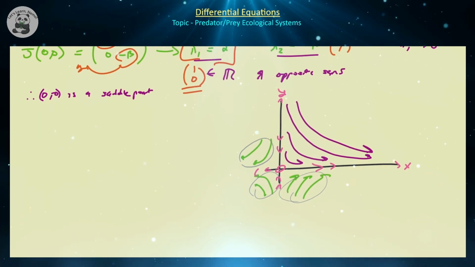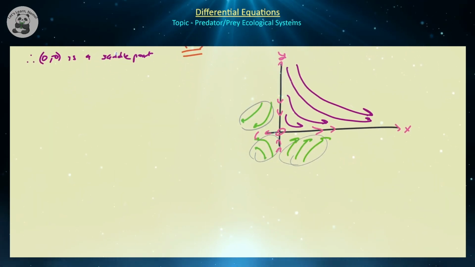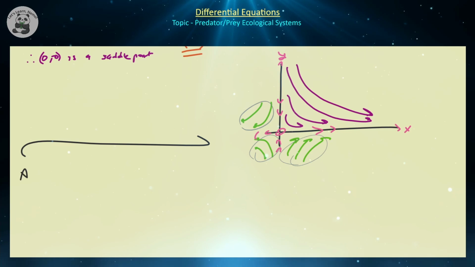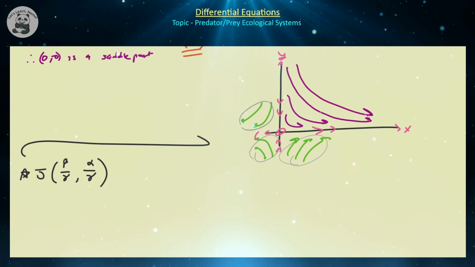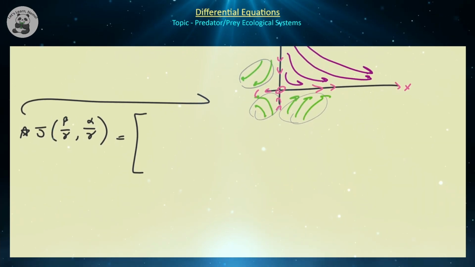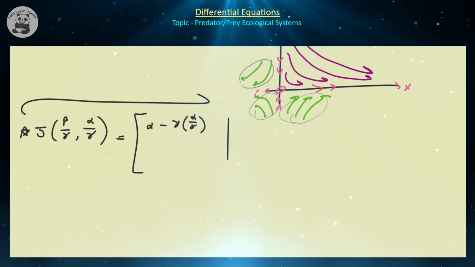Now, what happens around the other critical point? That's the more interesting one. So what is the Jacobian around beta over gamma, alpha over gamma? So that's going to be equal to what? If we plug that into our Jacobian, we're going to have alpha minus gamma times alpha over gamma.